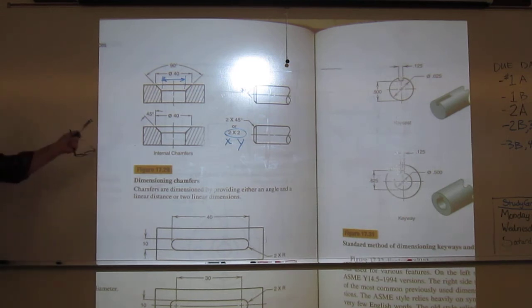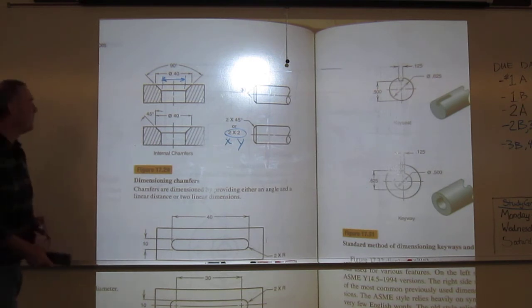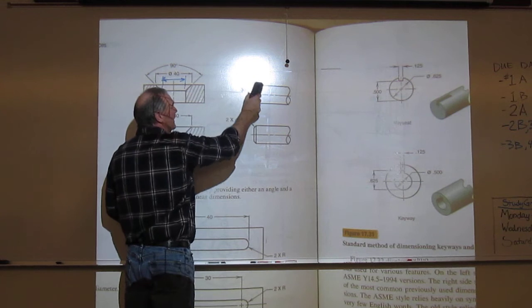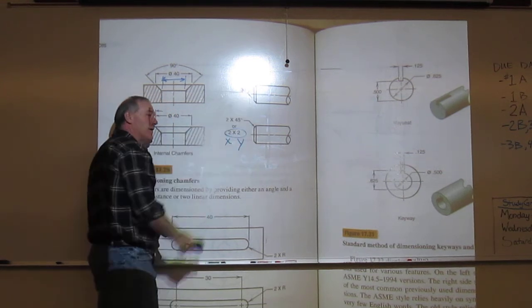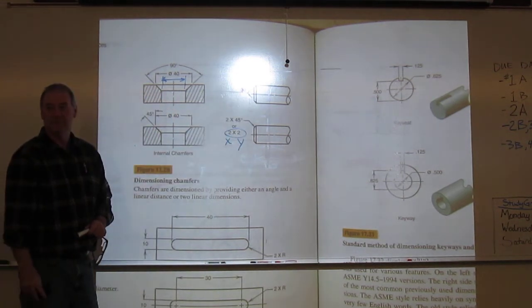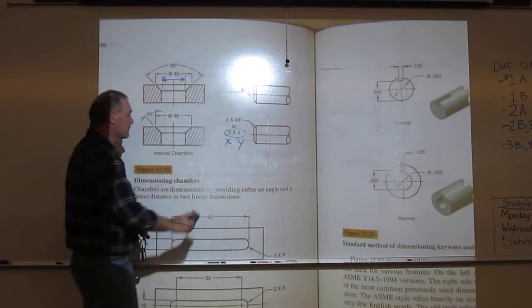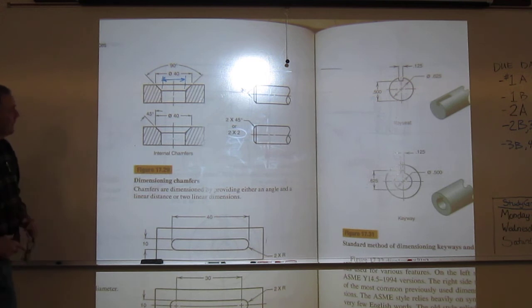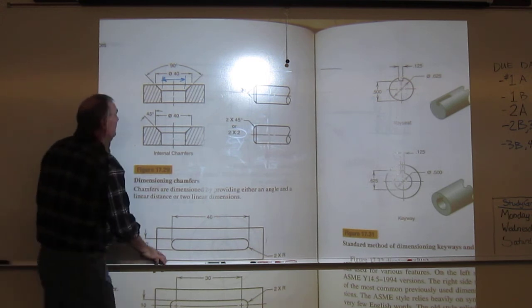When you're doing these small chamfers, folks, go to that leader line. I'll just tell you right now, that's the way you're going to want to do it. If you have a big chamfer or an angled surface, I would probably do this, do an XY, but I can use an angle also. So chamfers. Any questions on those?